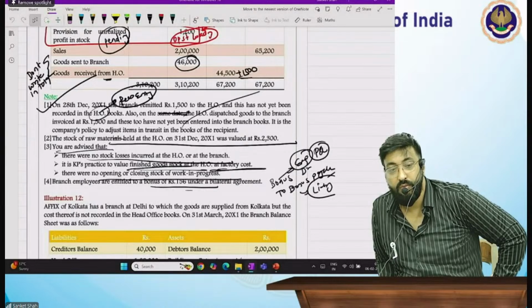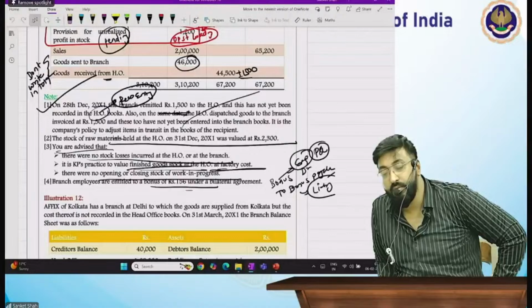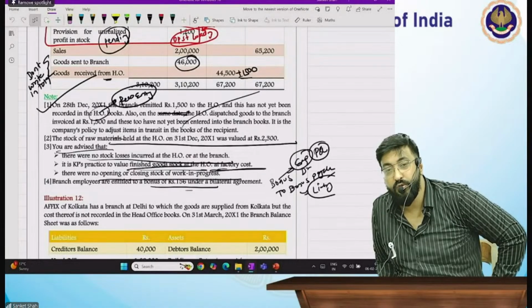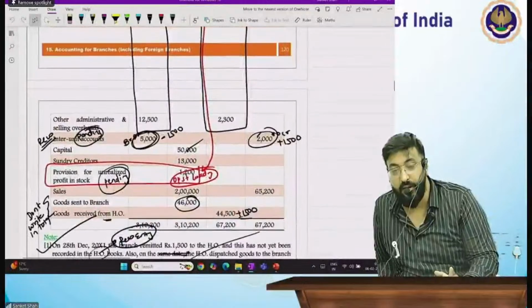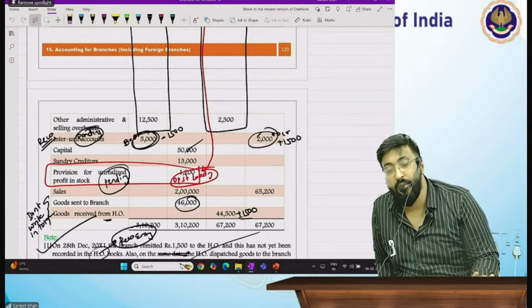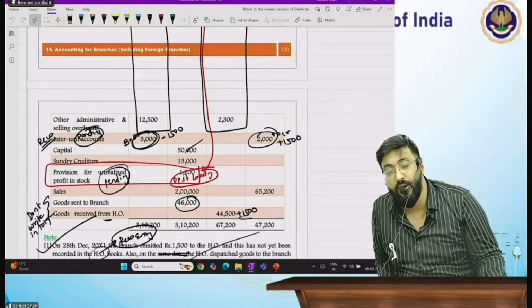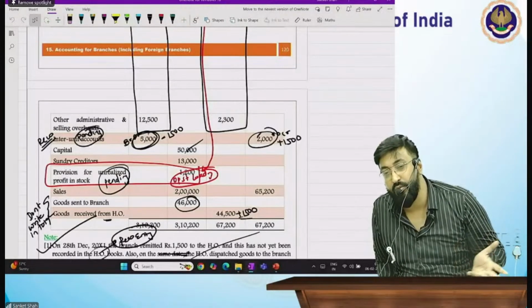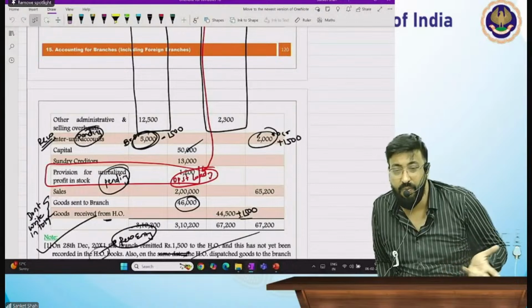1,500, what is it? Goods in transit, to be added: 44,500 plus 1,500 we added over there. And for the second effect, what will be the entry? Goods in transit account debit to HO account. So we increased the HO balance by 1,500. And cash in transit, who will record? Cash in transit HO will record. So we added it to cash. And a branch account normally has a debit balance, so when we credited it, we reduced it. What is difficult in that?